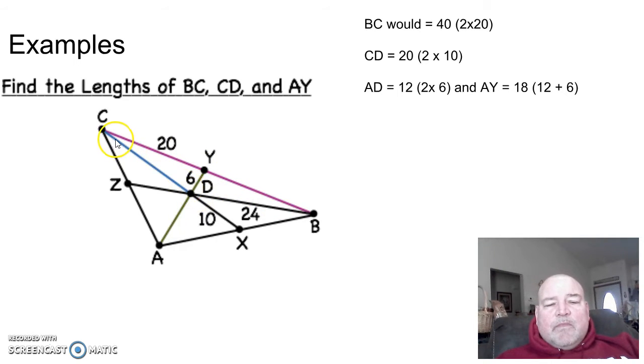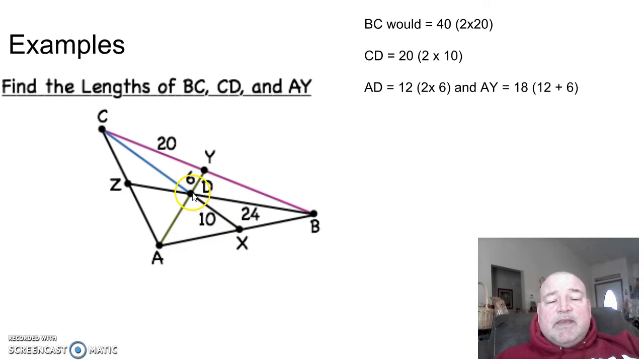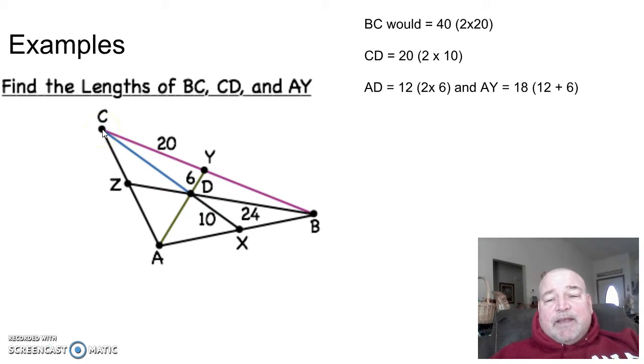CD, well, again, from the midpoint to the centroid is 10, so we double that to get the distance from the centroid to the vertex. BD is 24. If we're looking for AD here, well, YD is 6, which means that AD would be double that, or 12, and then AY would be adding 12 and 6 together to get 18.